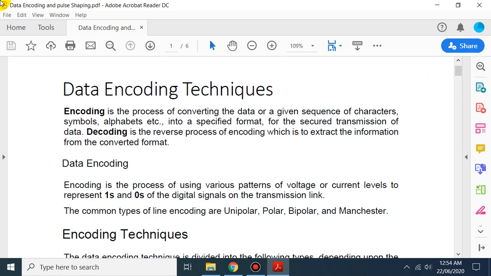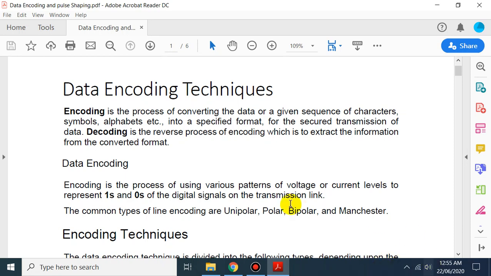Now, as far as data encoding is concerned, I told you earlier that encoding is the process of using various patterns of voltage or current levels to represent ones and zeros of the digital signals on the transmission link. The common types of line encoding that we're going to use are unipolar, polar, bipolar, and Manchester coding.